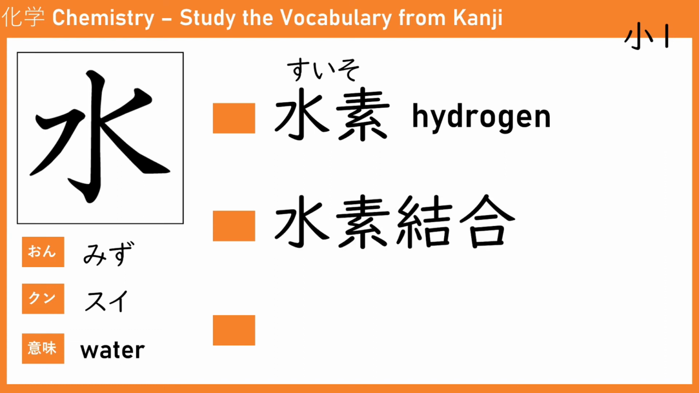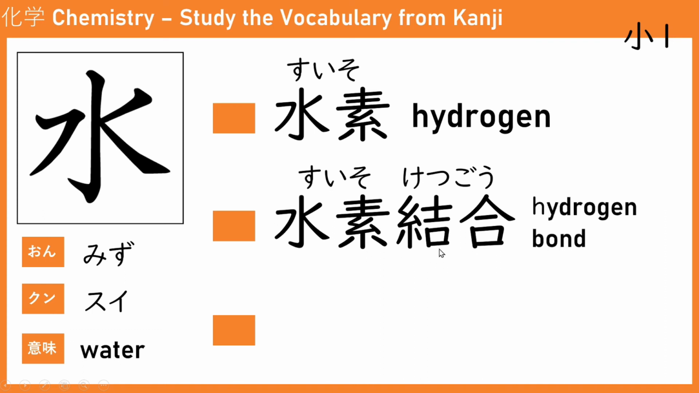Then we have suiso ketsugo. Okay, suiso ketsugo means hydrogen bond.